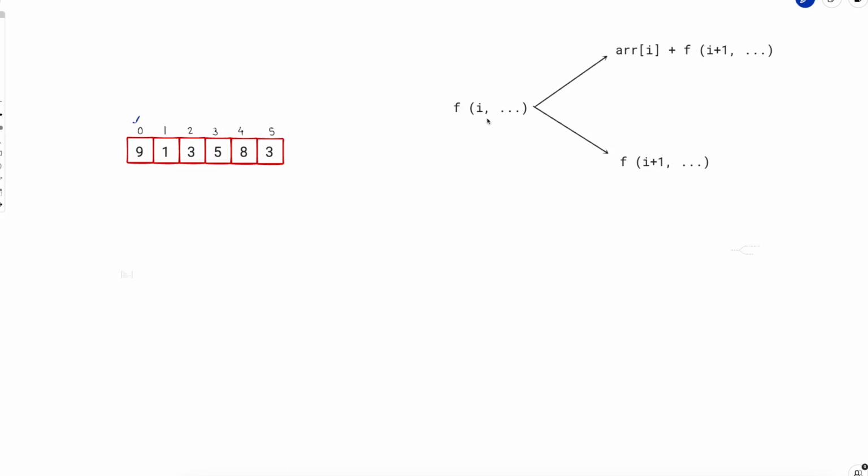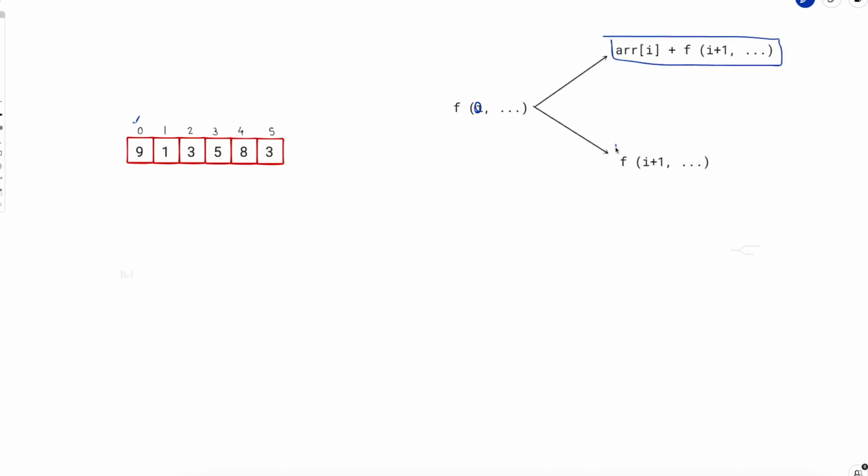So in this case, if you figure out f of 0, it will say what is the maximum possible sum starting at index 0, in other words this entire array. Now you have two choices, either you will take the first element or you will not take the first element. So in case you take the first element, this will be your total score.